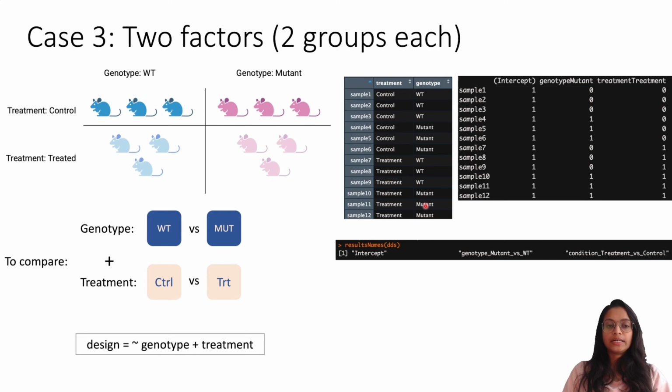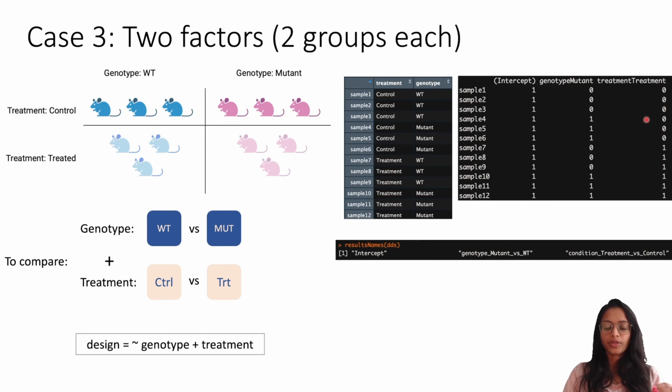So here we have the metadata table that shows what each sample belongs to for each of the factors. And this is a design matrix with the relevant encodings. So the first column is the intercept, the second column is the genotype factor, and the third column is the treatment factor. So for the genotype factor, all the samples that are of mutant genotype are encoded as 1, the wild type are encoded as 0. And for the treatment factor, all the samples that have undergone treatment are encoded as 1, and the control samples are encoded as 0.